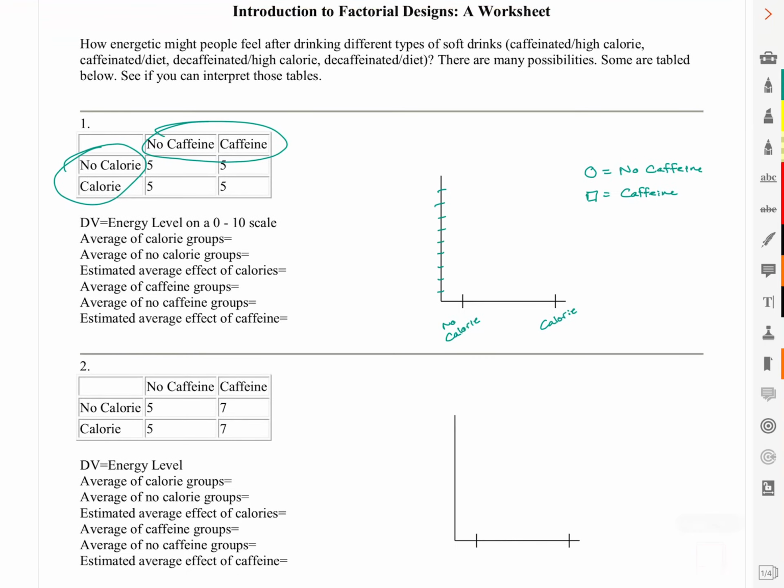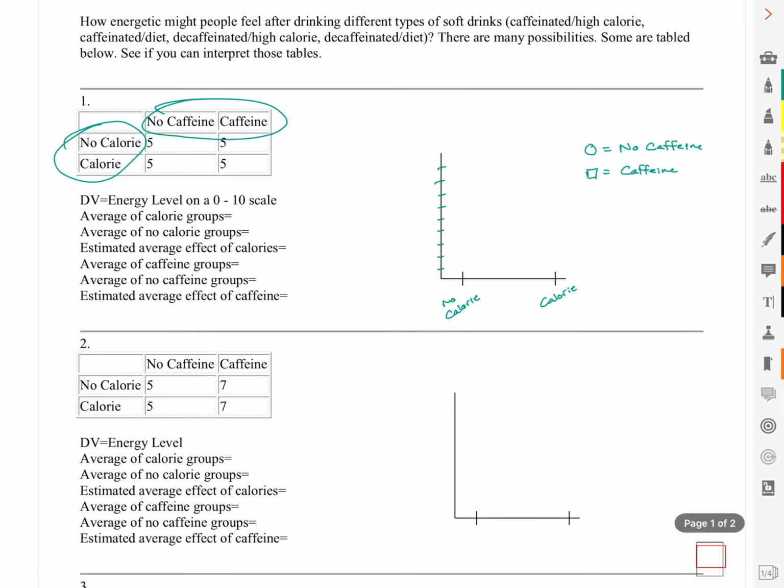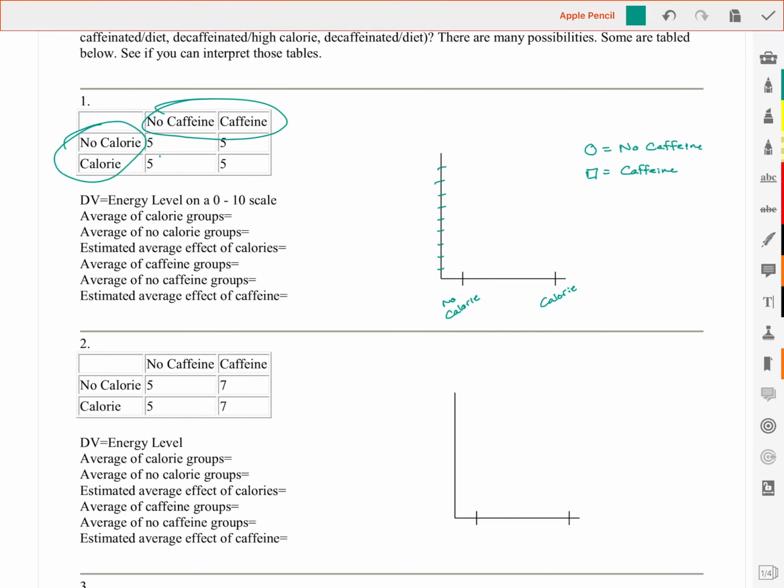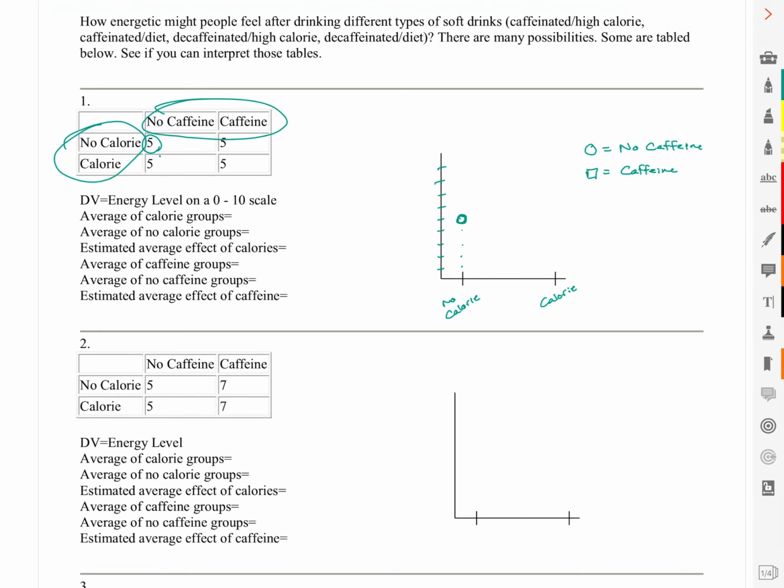Okay, so what we're going to do is we're going to graph each one of these. So let's take an example over here. Let's first graph the no caffeine, no calorie group. See if I can circle that for you. There you go. The no caffeine, no calorie group. So this gets a value of 5. That's how energetic they were. So we're going to go up 5 points. 1, 2, 3, 4, 5. And we're going to use a circle because it's the no caffeine. And we'll put it right here because it's the no calorie group. So no calorie, no caffeine gets a 5.